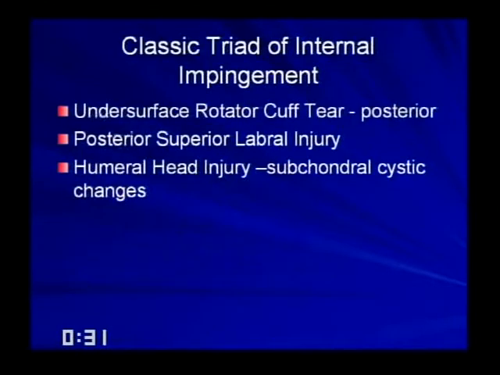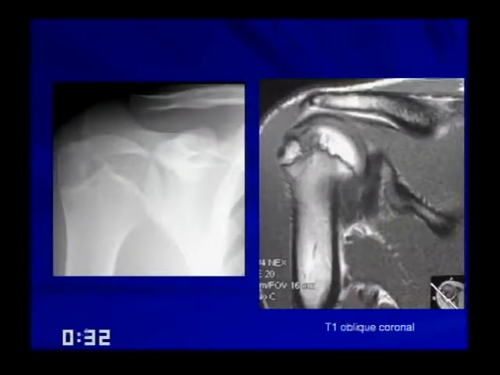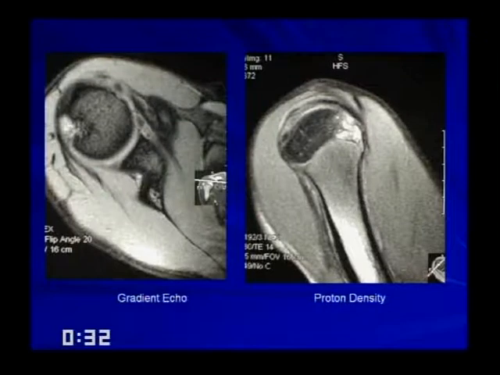The classic triad is undersurface rotator cuff tear posteriorly. Most rotator cuff tears are going to be anterior. They're going to be in the supraspinatus, specifically anterior supraspinatus. These are posterior tears, especially in the infraspinatus. They get posterior superior labral injuries, and they can get cystic changes in their humeral head. And this is a recent patient who has this cystic change in his humeral head with an internal impingement syndrome. And perhaps his labrum is a little fuzzy back here, although I did not see the underlying infraspinatus tear.